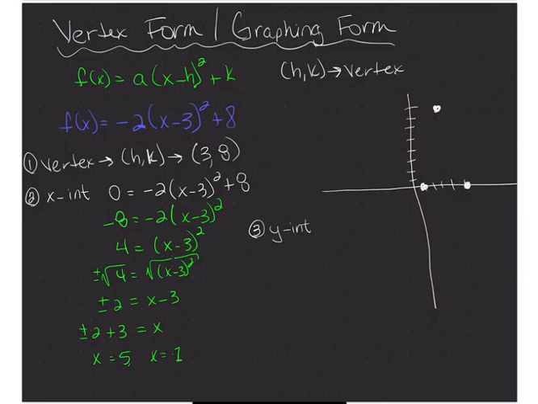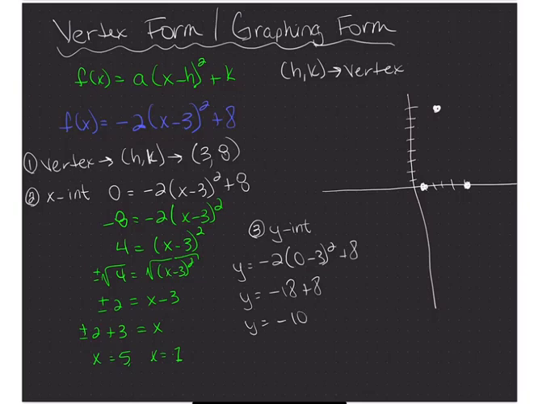So I am going to have negative 2 times, I'm putting in 0 for x, 0 minus 3 squared plus 8. Because that's what we're looking for, our y, so y equals negative 3 squared is 9, 9 times negative 2 is negative 18, negative 18 plus 8, y equals negative 10.